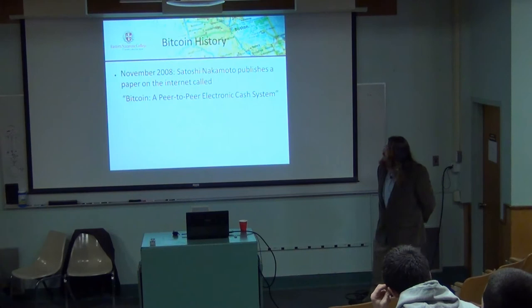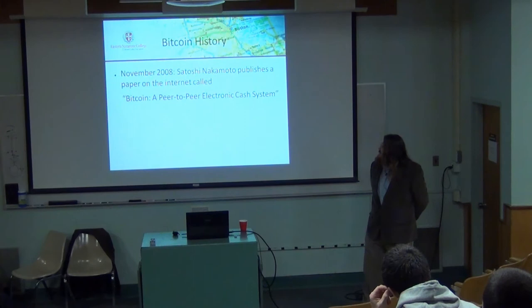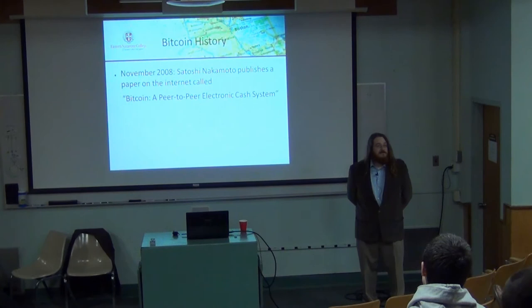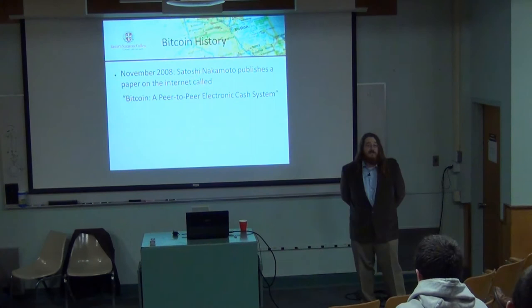November 2008, Satoshi Nakamoto publishes a paper on the internet for a conference called Bitcoin, a peer-to-peer electronic cash system. There's something very fascinating about Satoshi Nakamoto. Does anyone know? He doesn't exist. We don't know who actually invented Bitcoin. There are some guesses, but as far as I know, there's no definitive evidence of the creator.